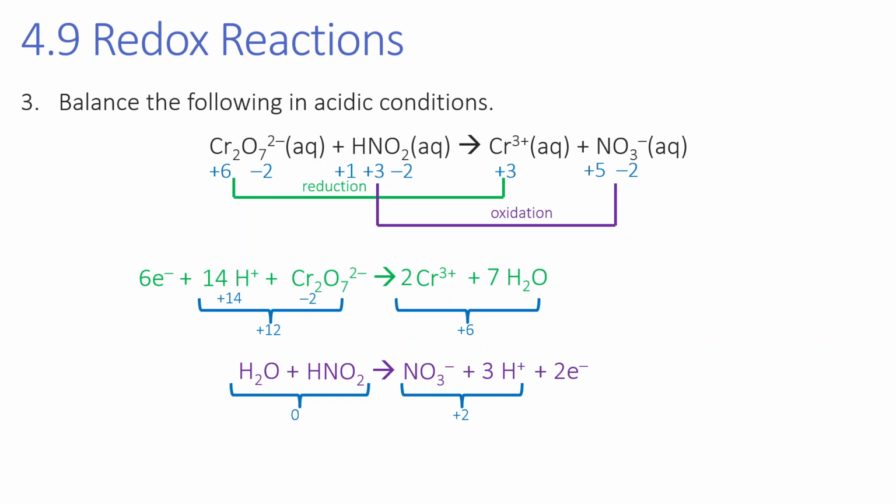But notice how in my reduction reaction, 6 electrons are consumed, but in my oxidation reaction, only 2 electrons are produced. So those electrons that are produced during oxidation are going to be used in the reduction reaction. Now, right now, 6 is not the same as 2. So this means that my oxidation reaction happens 3 times for every 1 time the reduction reaction occurs. So to make that 6 electrons and 6 electrons for both reactions, I'm going to triple my oxidation reaction on bottom here.